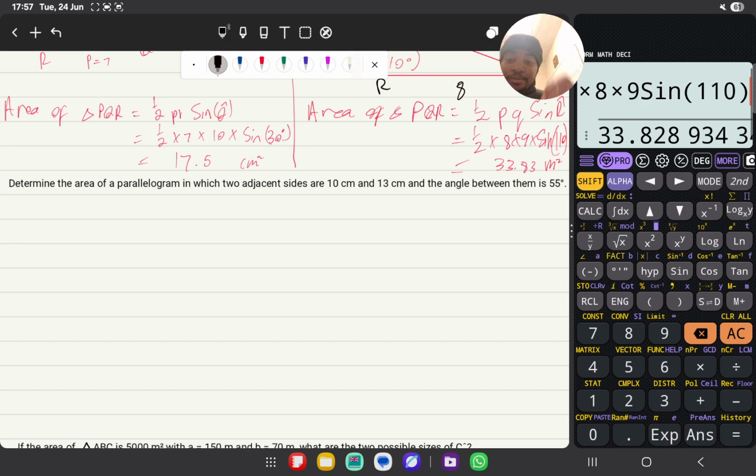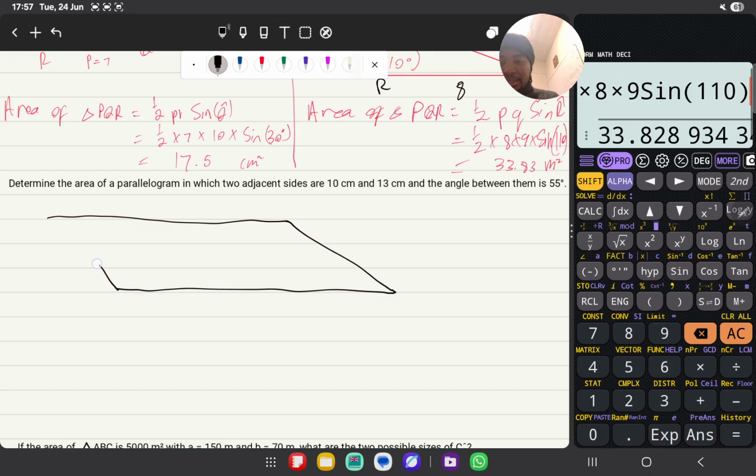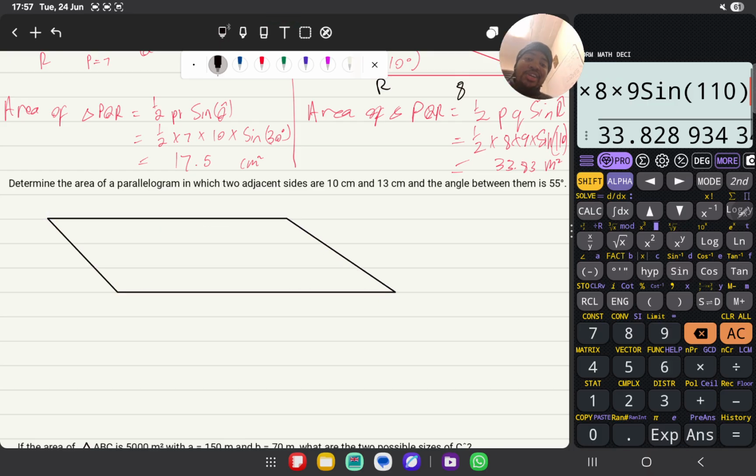So for this one, you just draw your parallelogram. It's going to be something like this. Do you know what I mean? I will say not drawn to scale. Okay, yeah, not drawn to scale. But I will just label it A, B, C, D.